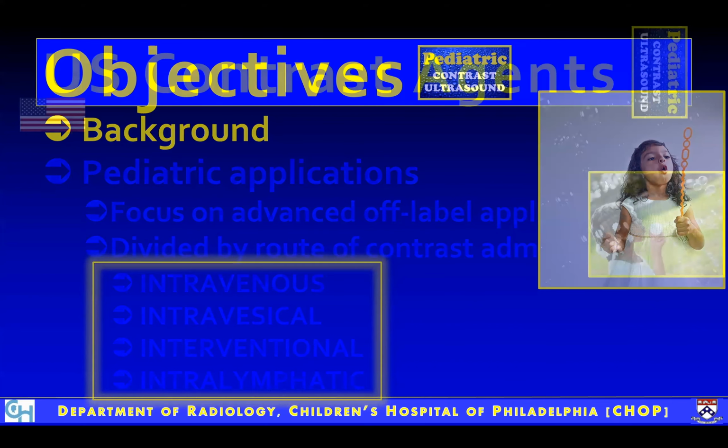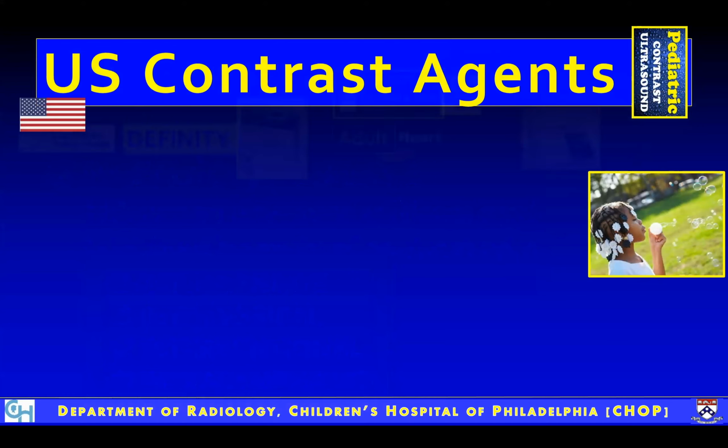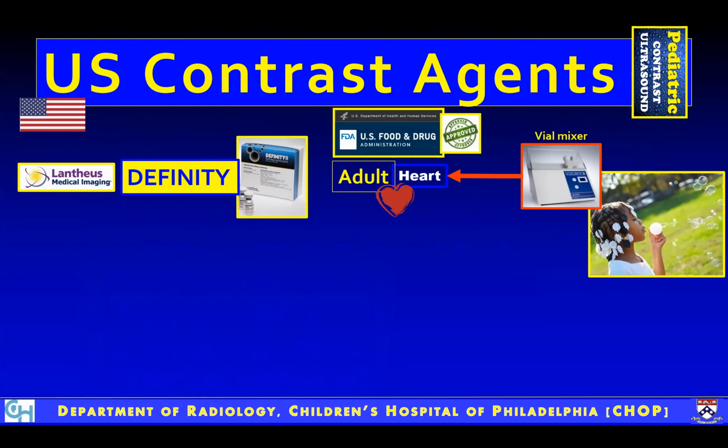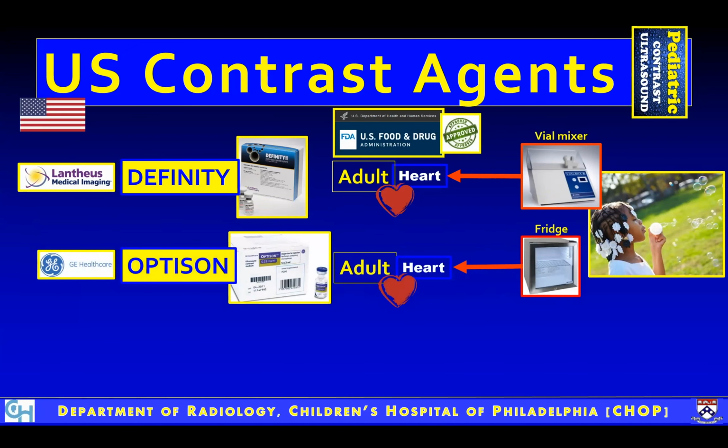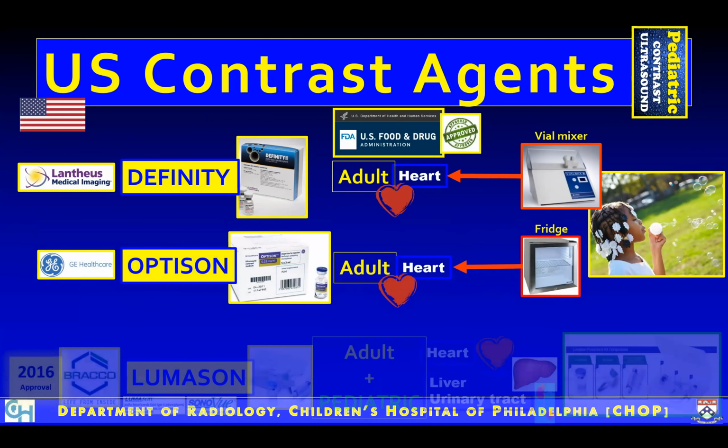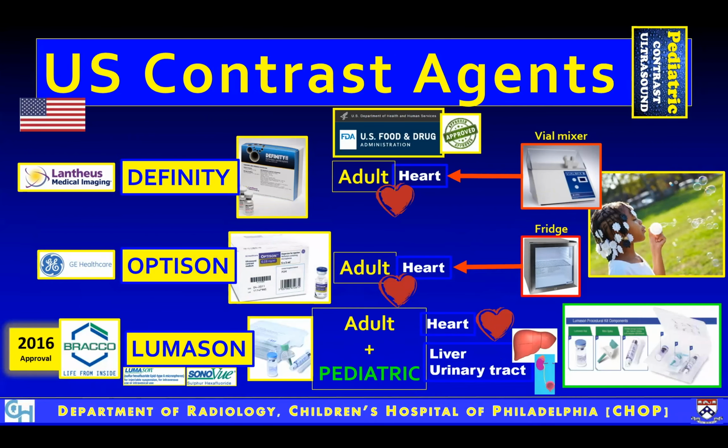Regarding ultrasound contrast agents, we do have 3 contrast agents in the US: Definity, which is primarily approved for adult cardiac imaging, and Optison, similarly for adult cardiac imaging. And then we have Lumason, also known as SonoVue outside the US, which is approved for both adult and pediatrics. It's approved for echocardiography, liver imaging, and in children also for urinary tract, especially reflux examination.